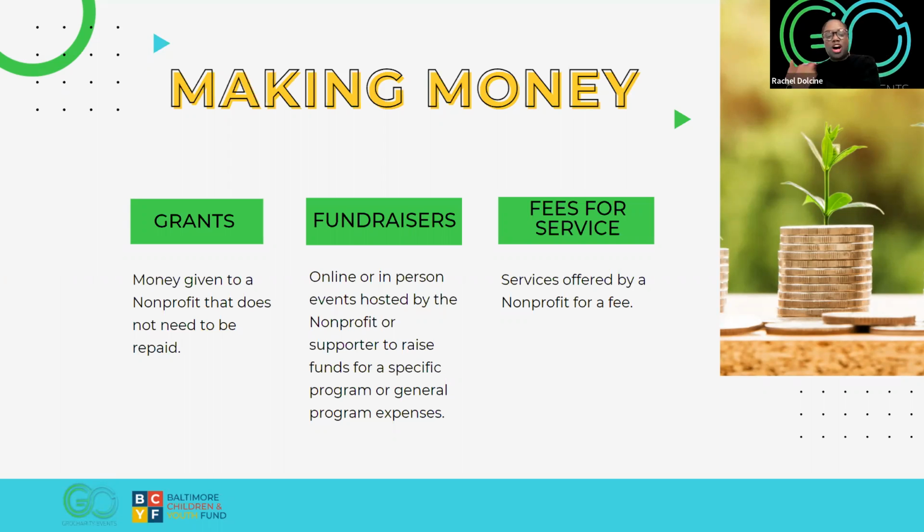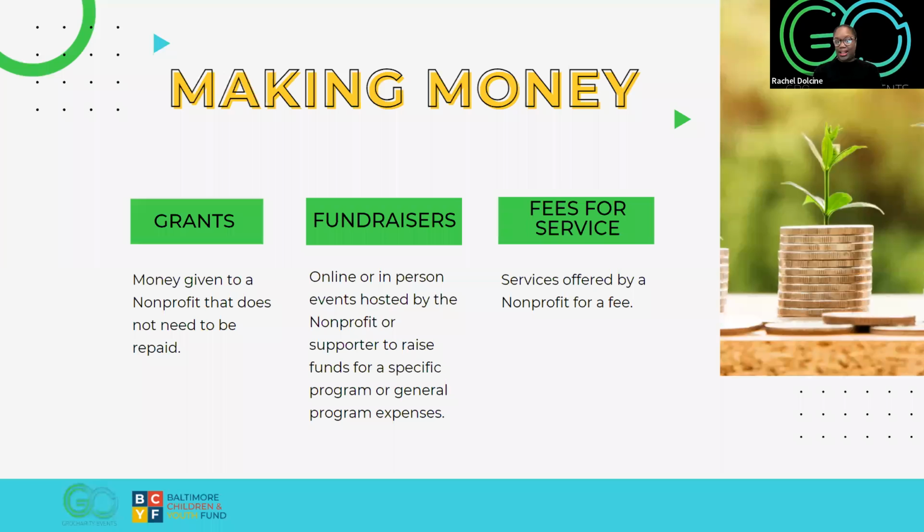So first is grants. Obviously, that's why we're here, right? Because you are planning to apply for the Grassroots Fund. So a grant is money that's given to a nonprofit. It doesn't need to be repaid, but it's given for a specific reason, and the money needs to be used for that reason, but it does not need to be repaid.